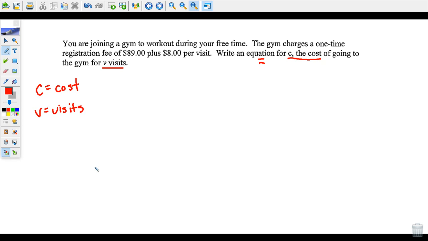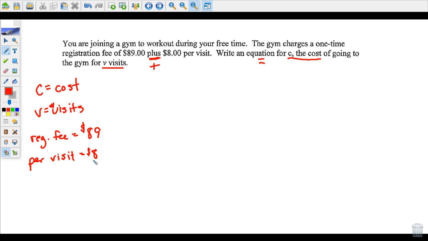Some other things that I know. Registration fee is $89. And then I also know plus means it's going to be an addition problem here. And I also know it's $8 per visit. So per visit is $8. That word per is another indicator word. It means every single visit is $8. So that indicates multiplication here between the $8 and the number of visits. So here's our number of visits times the $8.